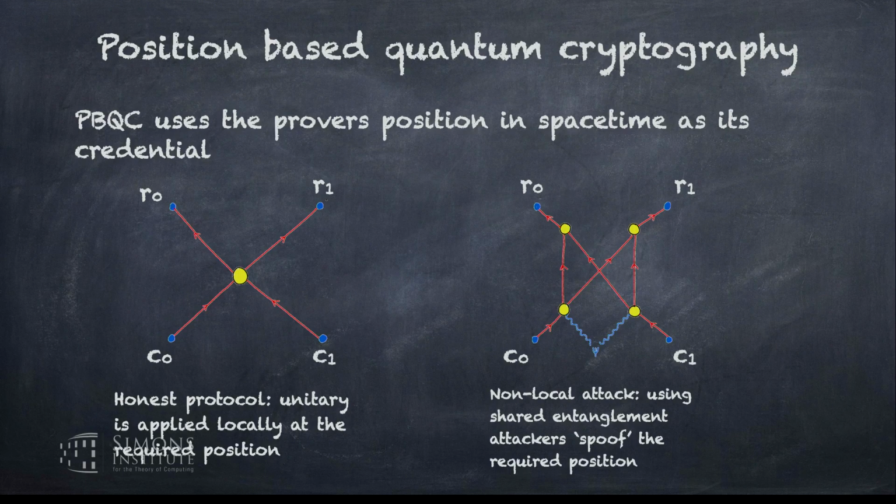They're at some points outside that point. But if they share enough pre-shared entanglement, they can always spoof the position. So they can always apply the unitary non-locally, send some information between themselves, and then send the results out to the desired output points. But there's a lot of work trying to figure out exactly what we mean by enough shared entanglement. So it's known that if the entanglement is exponential in the size of the unitary we want to apply, you can always break position-based cryptography.